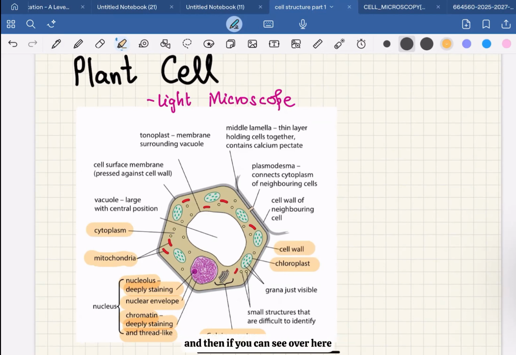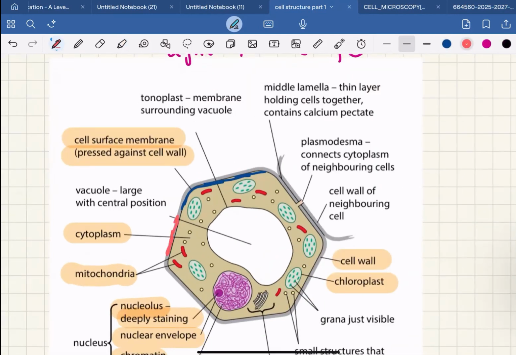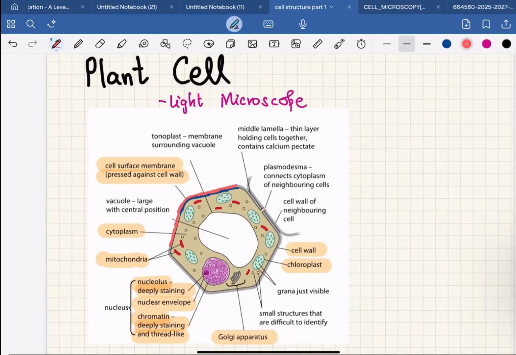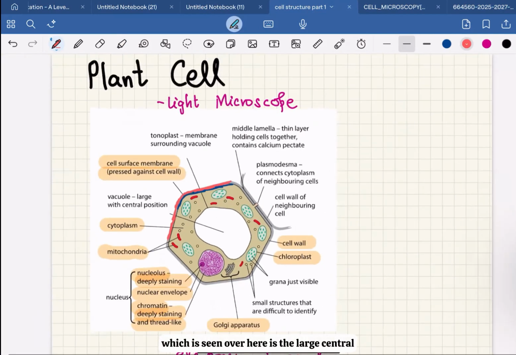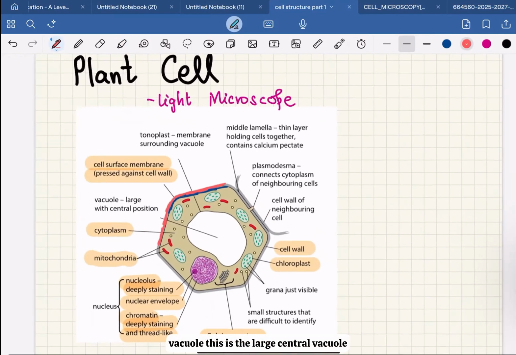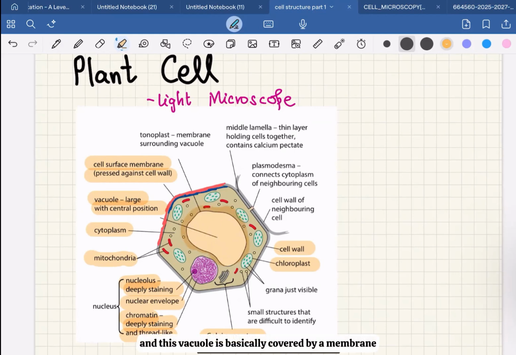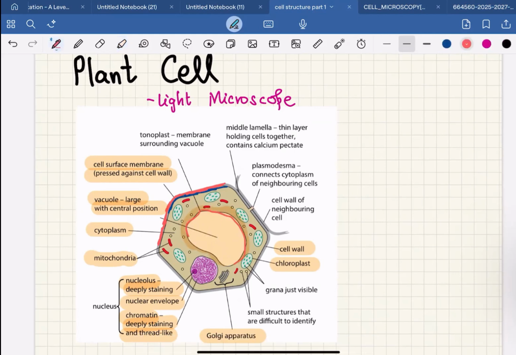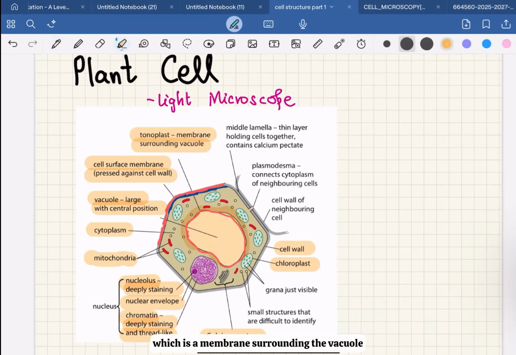And if you can see over here, this line is basically the cell surface membrane, which is pressed against the cell wall. But where is the cell wall over here? If you can see, this whole is the cell wall, right? And then another structure which is seen over here is the large central vacuole in the plant cell. This vacuole is covered by a membrane known as the tonoplast, which is a membrane surrounding the vacuole.